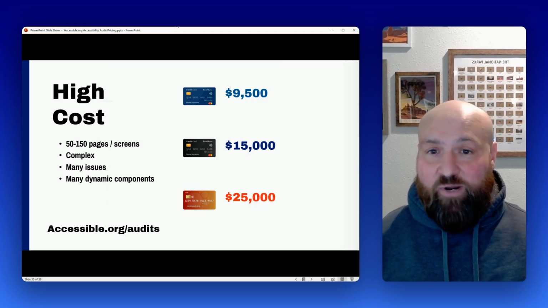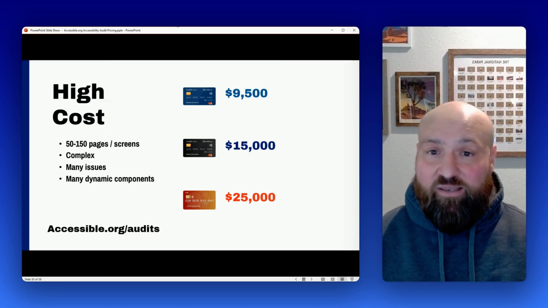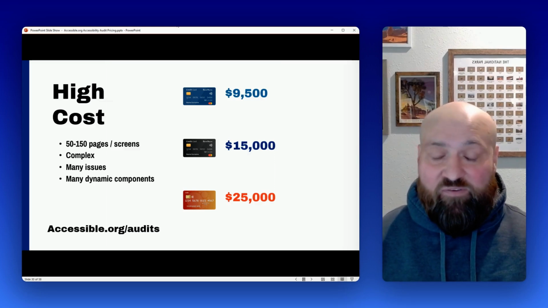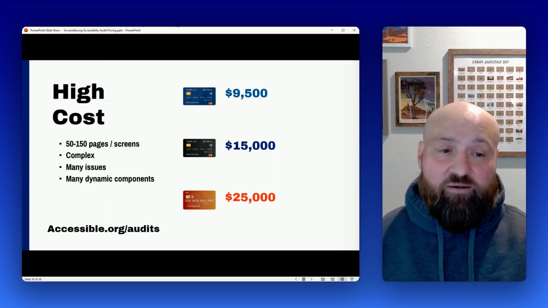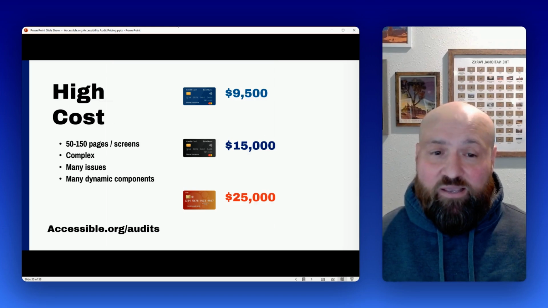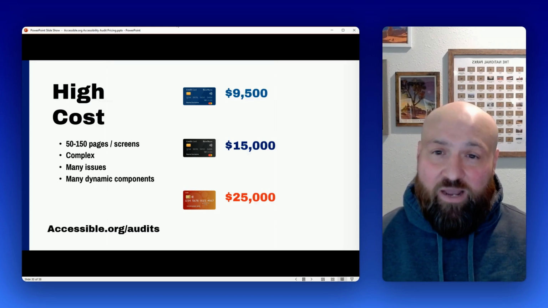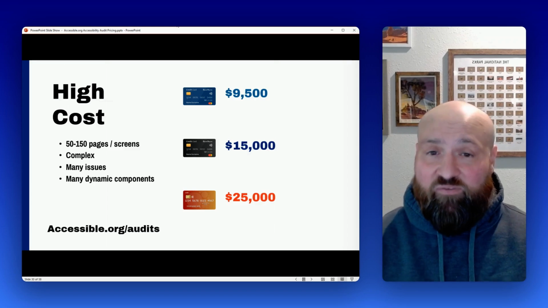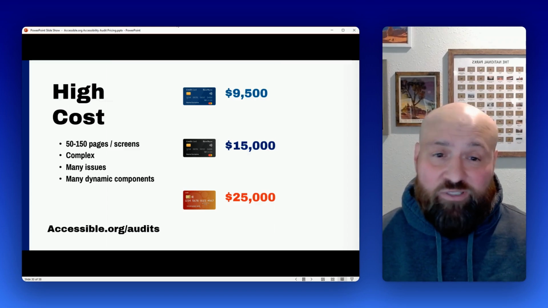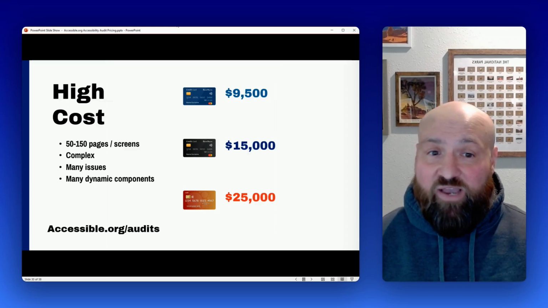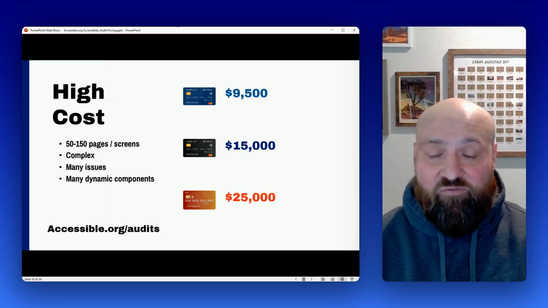So for a nice range here, as a starting price, $9,500 is a good entry. And then we have $15,000 at the mid tier, and then $25,000 likely being on the high end. This will give you a really good feel for how much an audit of your platform would cost. Of course, it's going to depend on these various factors, and one of the most important factors being the number of pages or screens involved.